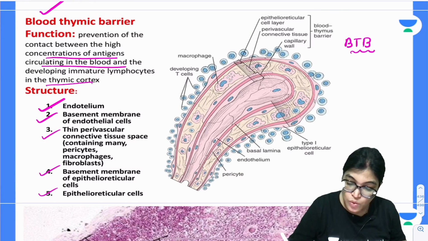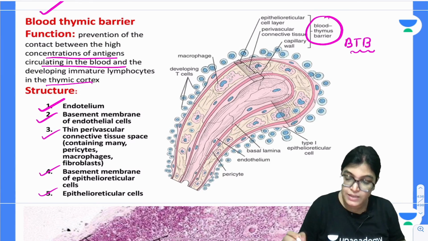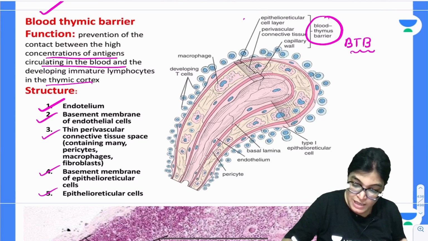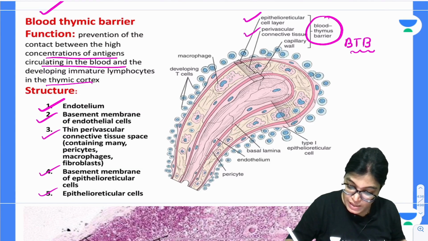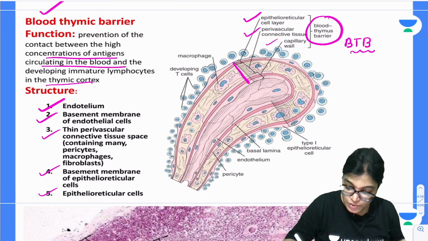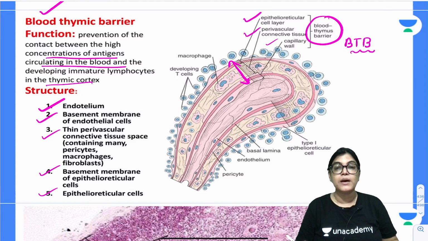The same thing is shown here, my dear aspirants. You can concentrate here. This is the blood thymus barrier. You can see epithelio-reticular cells, perivascular connective tissue and the capillary wall. So from here to here, this is the blood thymic barrier.